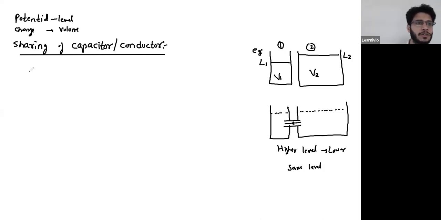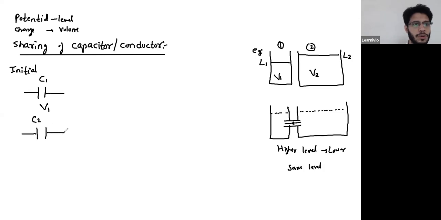So if I take two capacitors, this is my initial stage. First capacitor of capacitance C1 at some potential difference V1. Then another capacitor of capacity C2 at potential difference V2. So you have two capacitors. Capacitance C1, potential difference V1. Capacitance C2, potential difference V2.